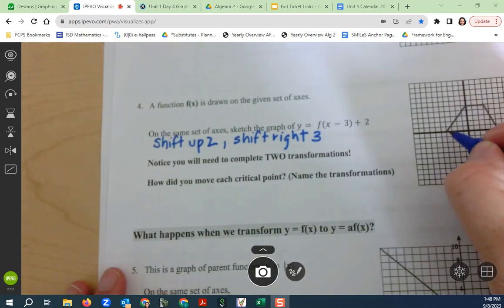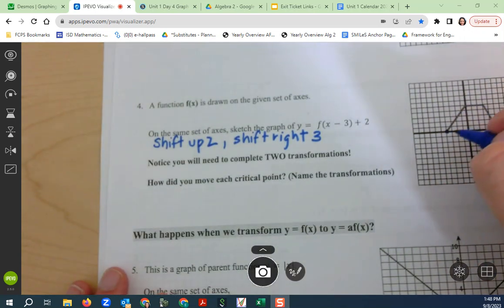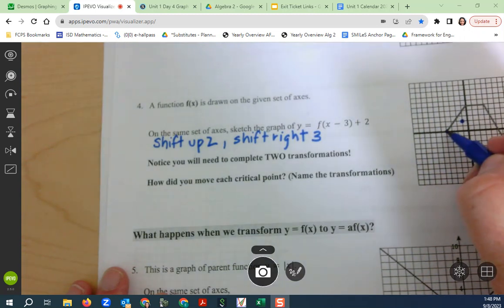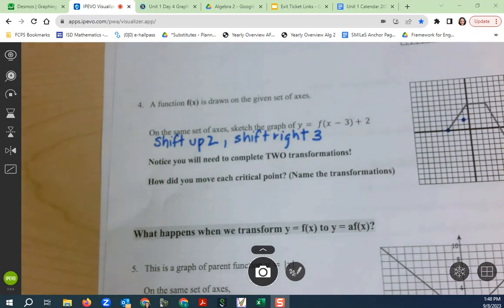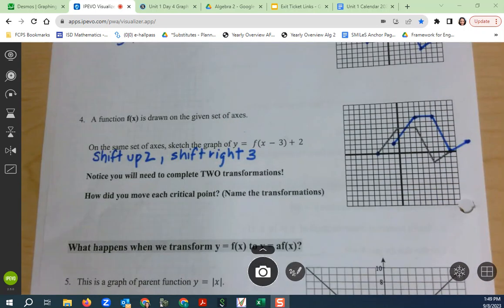I'll show you this one. This one right here, I go up 2 and then I go right 3 and I make a new point. Okay? From that point up 2 and right 3, then you do the others as well. Up 2 and right 3. And when you do it, you'll notice that the shape of the graph is the same. It's just been moved up and to the right. So I want you to go ahead and continue working through this packet. I will stop every once in a while and go over some things with you, but I want you to try these things on your own now.